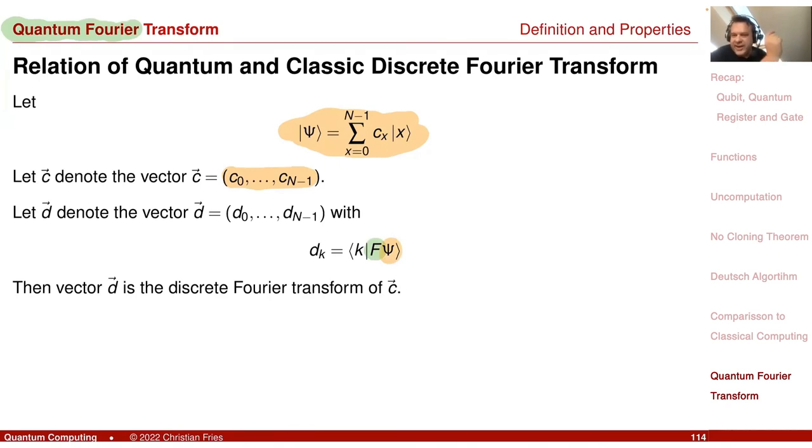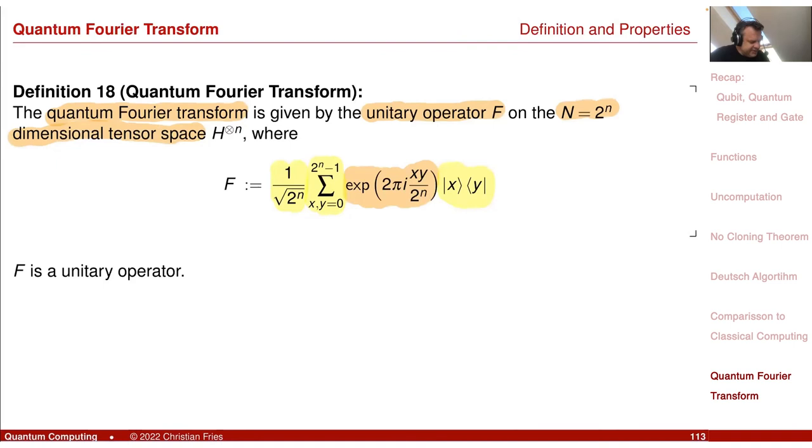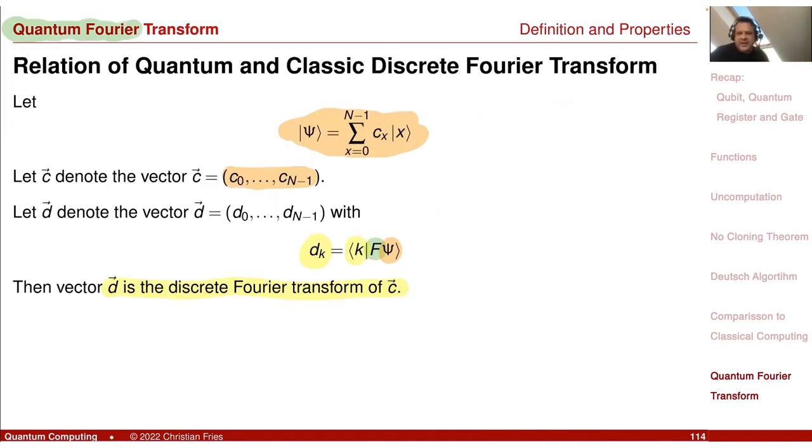And if I then check the coefficient in front of ket k, which means I take the scalar product of bra k and this result, so I look at bra k, ket F psi, then I get my output vector d_k, and d_k is the discrete Fourier transform of C. But that's just because this is an orthonormal basis. If you just multiply this, instead of the x you get the c_x. And then if you multiply with the bra k, you just get the corresponding coefficient for the corresponding k. So that's the maybe obvious link.